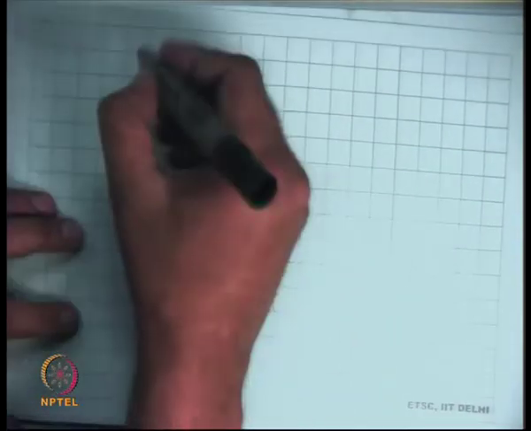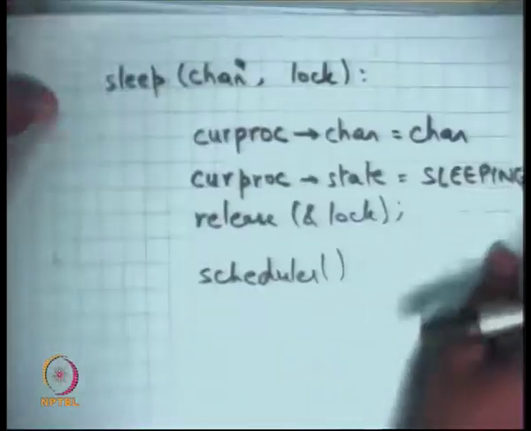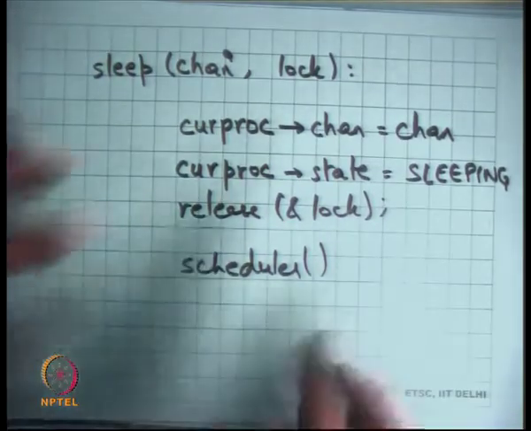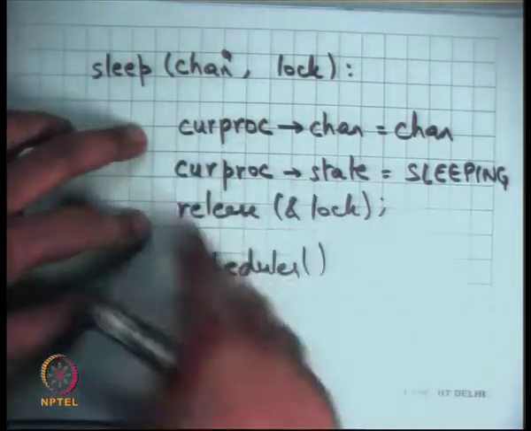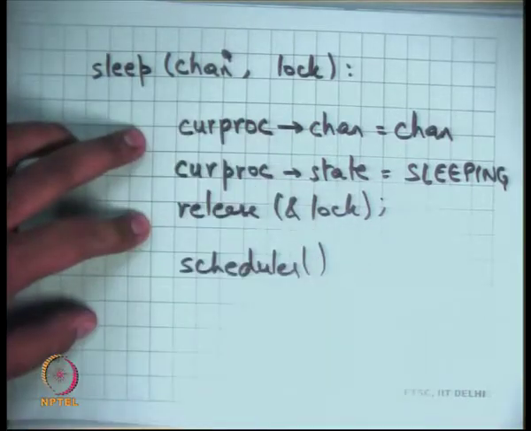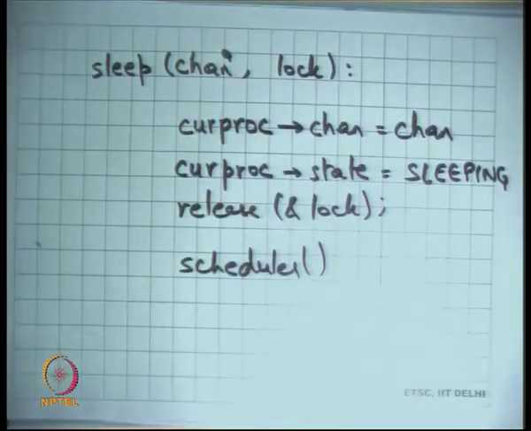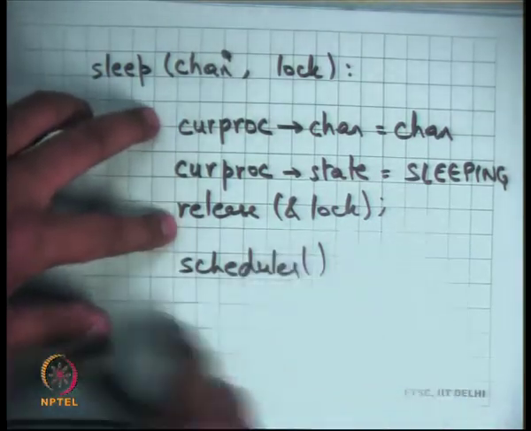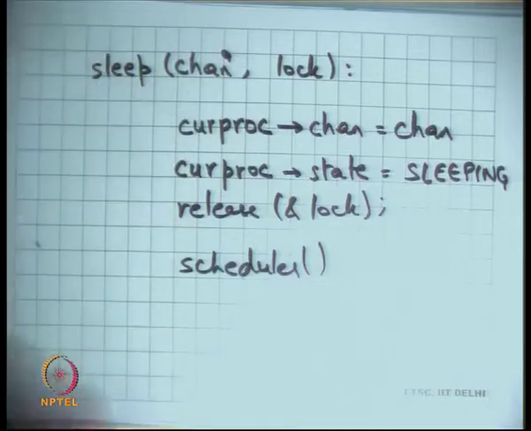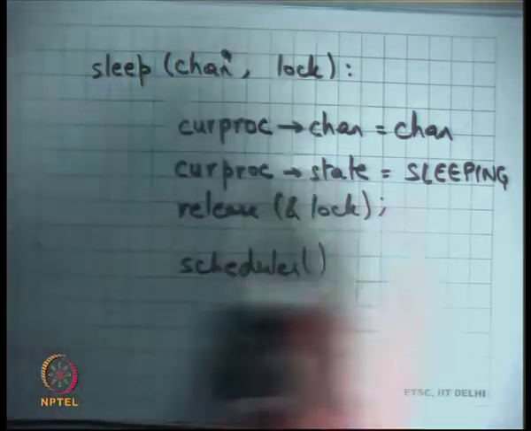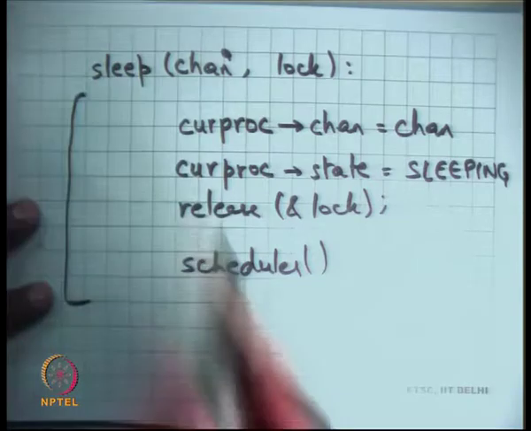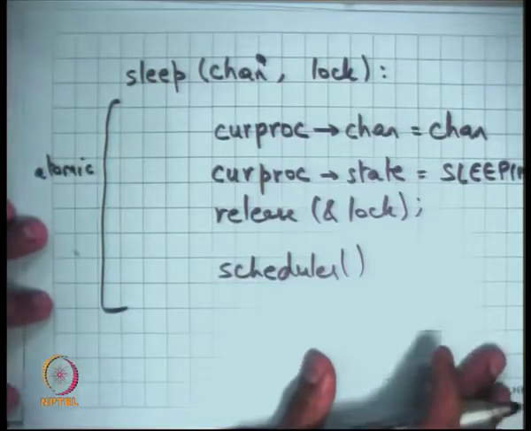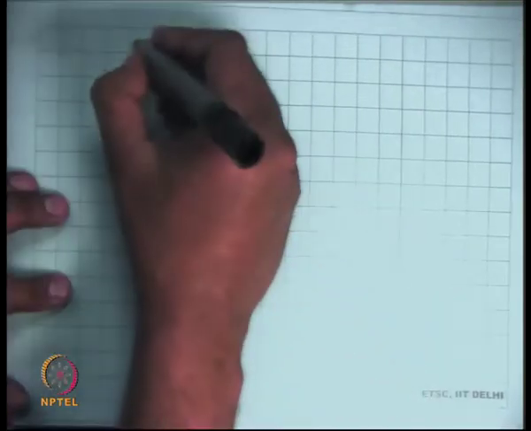All right, now let us look at wake up, and this whole process has to be atomic. What does atomic mean? No other process should be able to inspect curproc while I am doing all this. For example, if somebody calls wake up, then he shouldn't be able to inspect curproc while I was in the middle of doing sleep. How I am going to make it atomic, let us defer that discussion, but let us just say this is atomic, and then let us see how wake up is implemented.